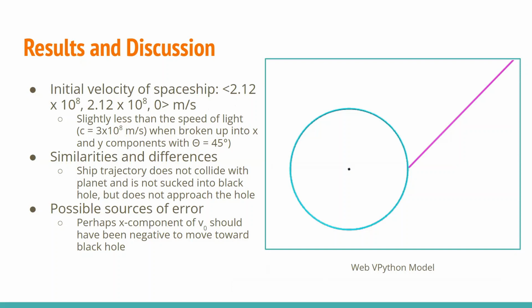This result was pretty different from the goal of remaining close to the black hole, although my initial velocity caused a successful trajectory in terms of not colliding with the planet or getting sucked into the hole. Perhaps this trajectory was not close because the x component of the initial was positive, but if it was negative, the ship would have been moving towards the hole more from the beginning.